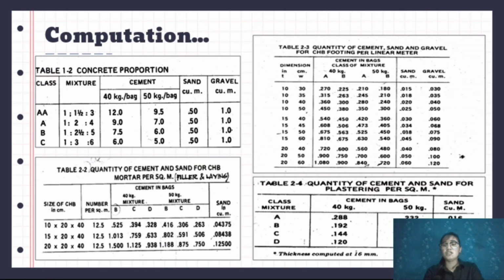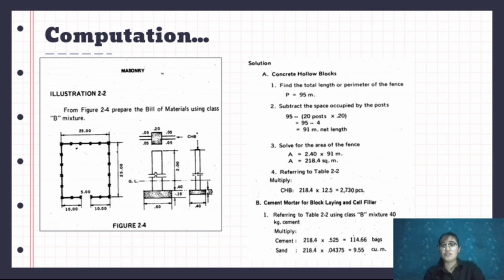And next is the other way to solve for the required CHB and volume of mortar. We have the 4 tables we needed. This is the easier one than the other. This is the example. Here we have the fence with its dimensions, and it has a post whose dimensions are square, the same at 0.20. We have here the footing of the post and also the footing for the CHB. It is different.